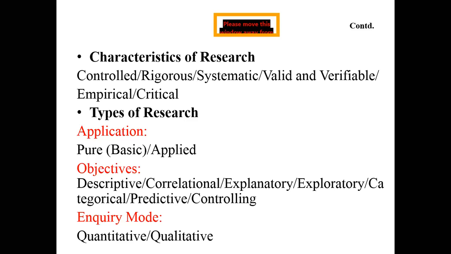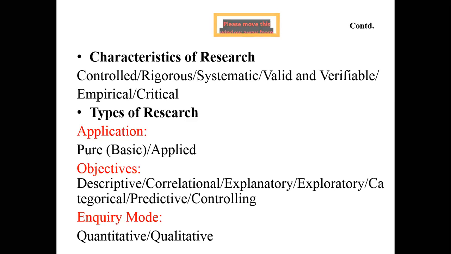So these four types of research: descriptive, correlational, explanatory, exploratory. It is dependent on the type of objective, and most of the time these four characteristics are present within the same study. For example, one objective could be descriptive, another could be correlational, another explanatory, and another exploratory. So these are not that independent. A single research study could be descriptive, correlational, explanatory, and exploratory based on its objectives.